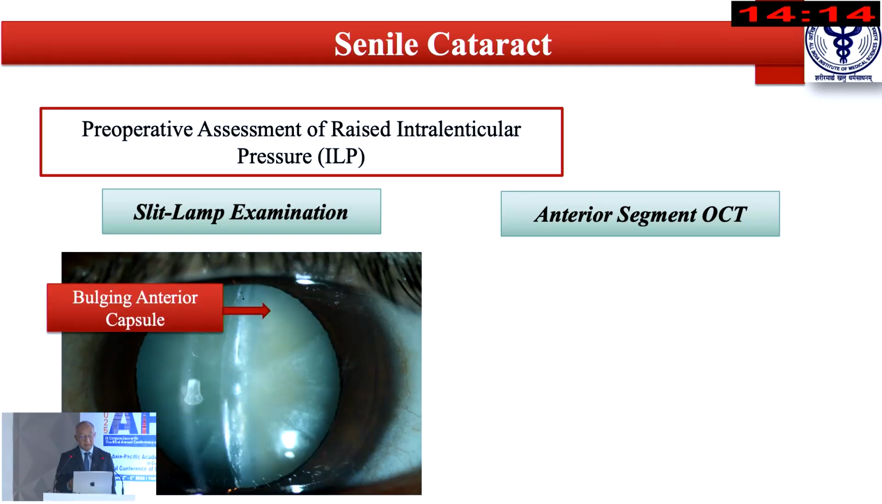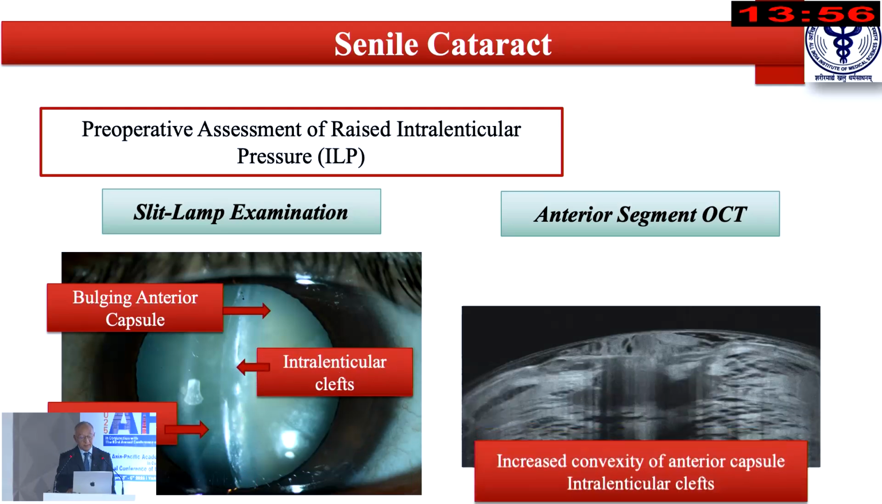This is a white cataract. Look for anterior bulge of the capsule, that is, the sphericity or convexity of the anterior capsule. Look for anterior chamber space, especially peripheral areas, because the periphery can be so shallow sometimes that it may be difficult to enter. Look for intralenticular clefts, and these are important guidelines.